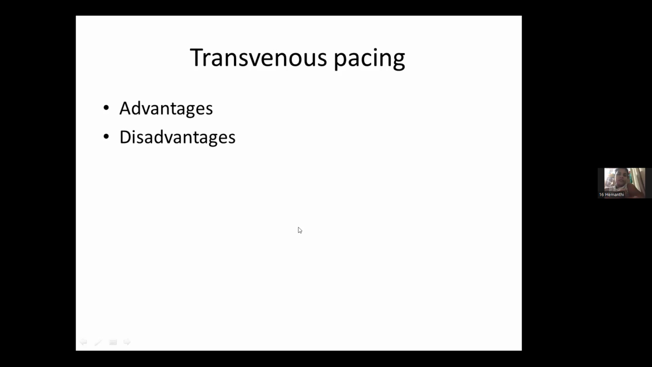Reliable. It's a very reliable way of pacing. When you compare the external and transvenous, transvenous is more reliable than the external pacing. That is the main advantage. What are the disadvantages? Invasive. It's invasive, so a lot of complications can happen: infection, bleeding, vascular damage, perforation of the heart, all those things can happen, right? Okay, invasive. Then what else?